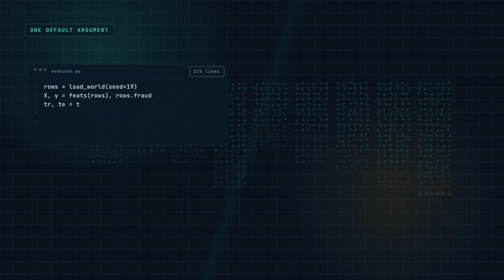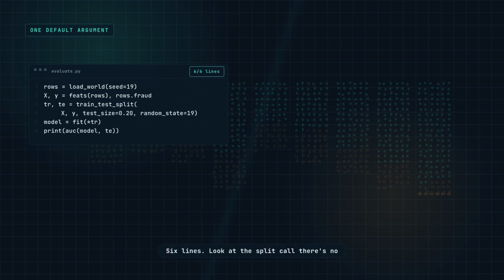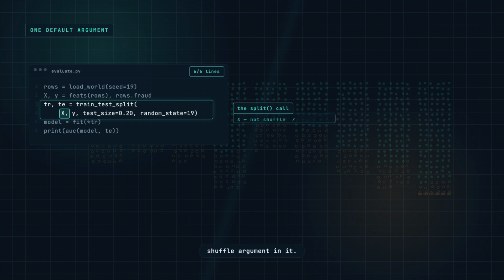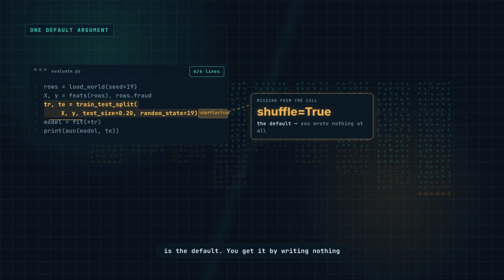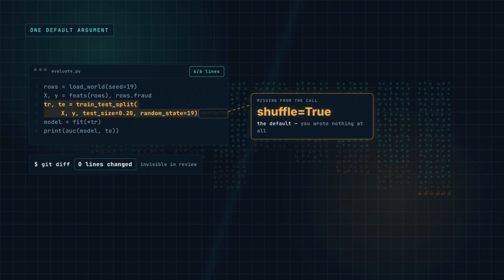Here's the entire evaluation. 6 lines, look at the split call. There's no shuffle argument in it. There doesn't need to be, because shuffle equals true is the default. You get it by writing nothing at all, which is why it never shows up in a diff or in review.